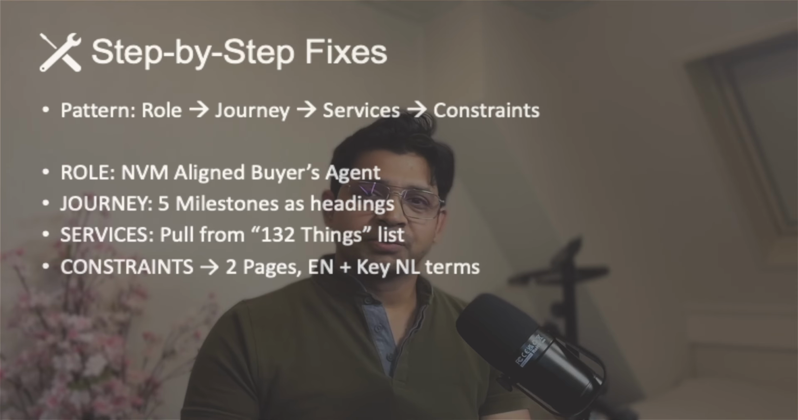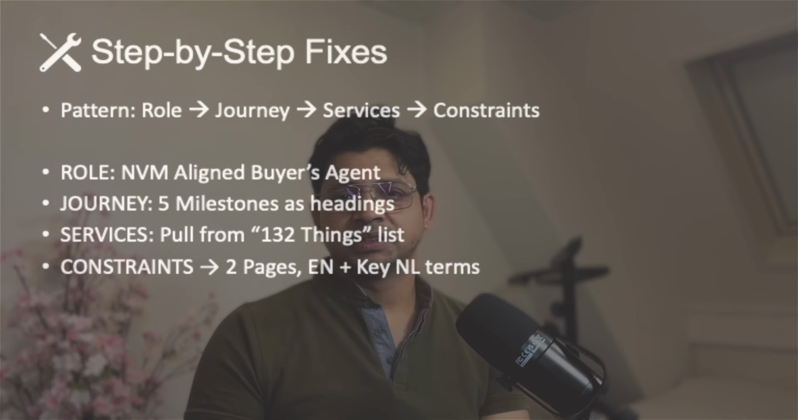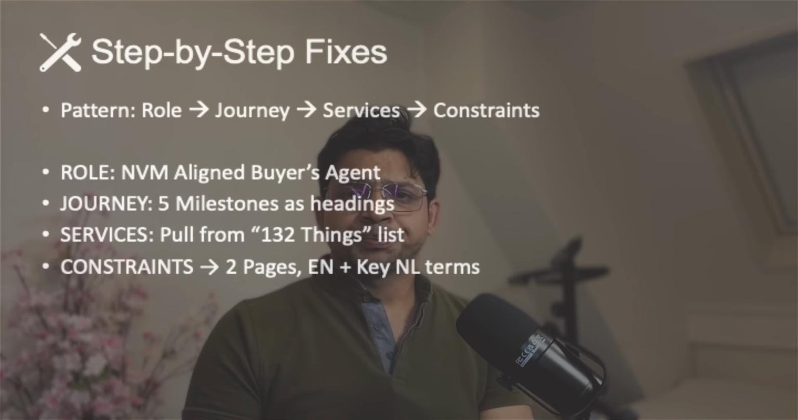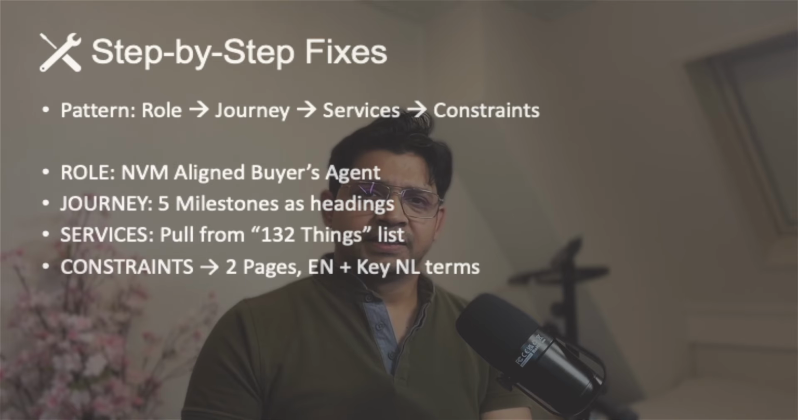Then we also give some source. For example, 132 things an agent does is a very popular list. So let's say we give that one as a reference. With that, we evolve our prompt. Let's have a look at it.